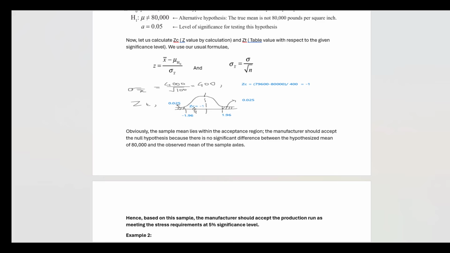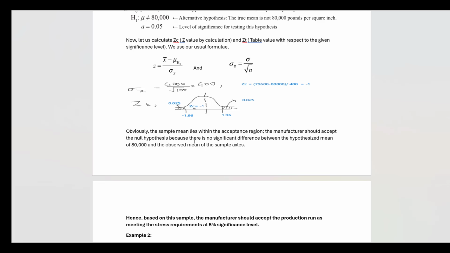It is somewhere here. So our acceptance area is between these two, and our Z calculated is in the acceptance area, and hence we accept the null hypothesis. So we conclude that since the sample mean lies in the acceptance region, the manufacturer should accept the null hypothesis. And what is our null hypothesis?